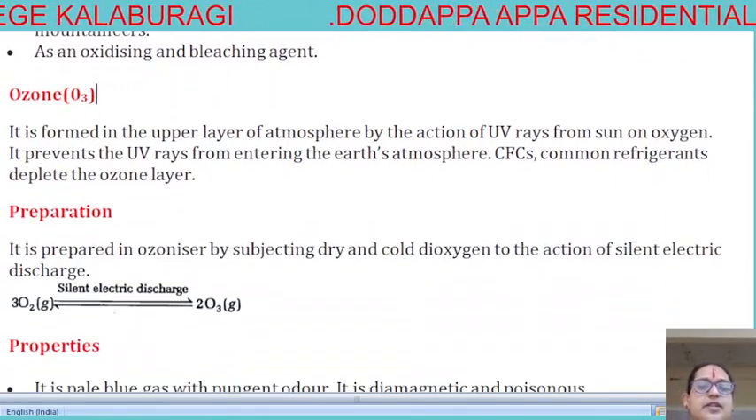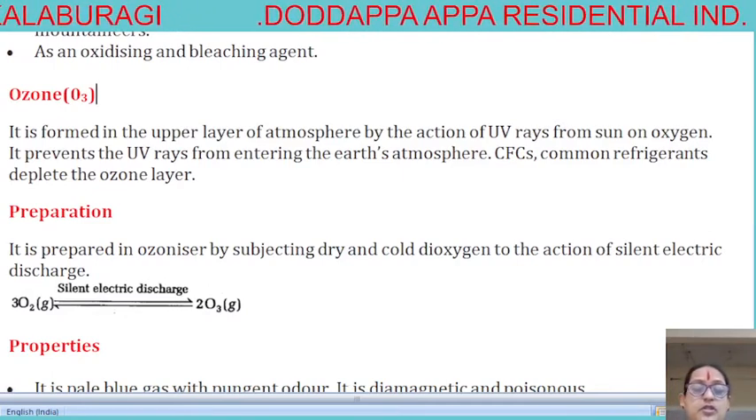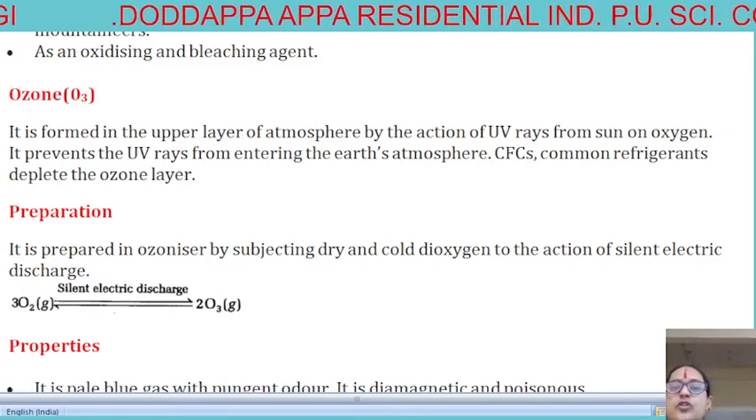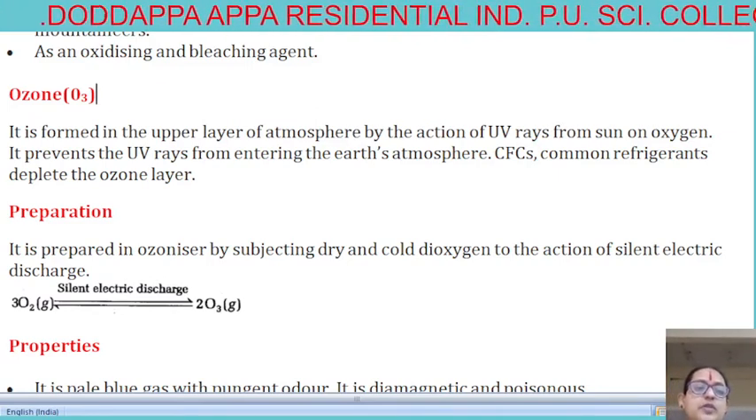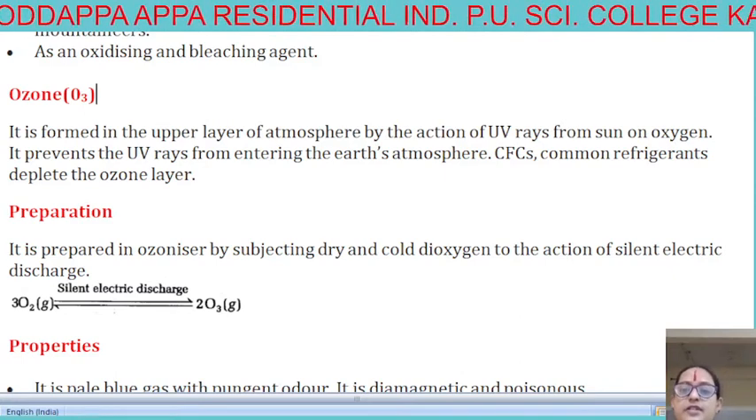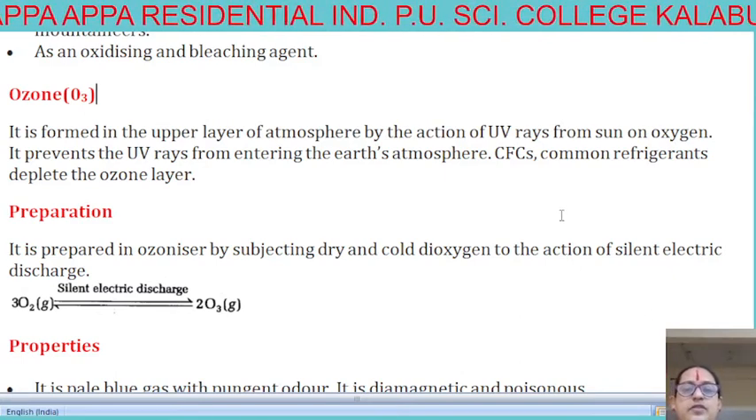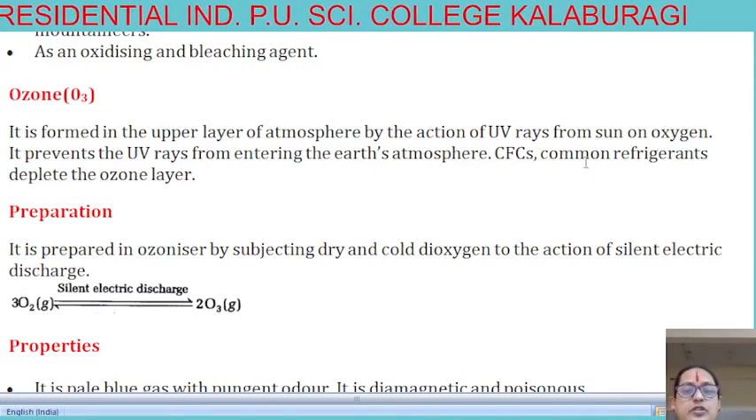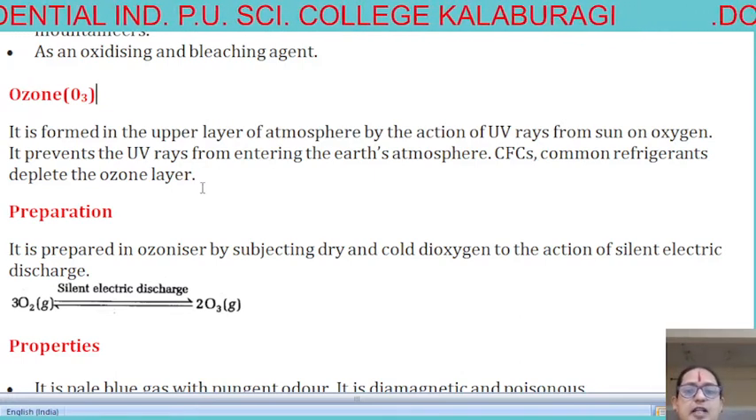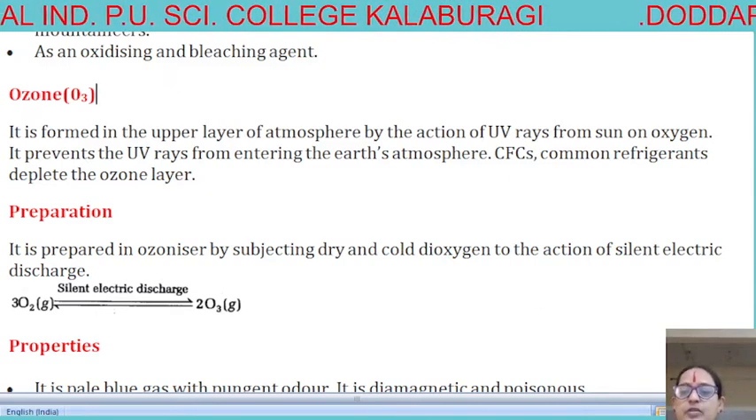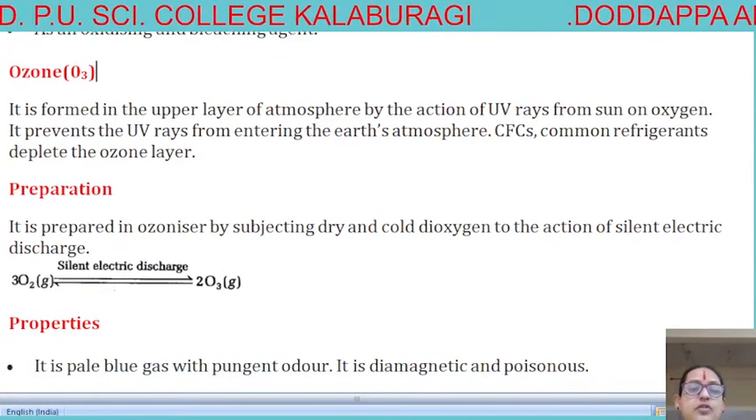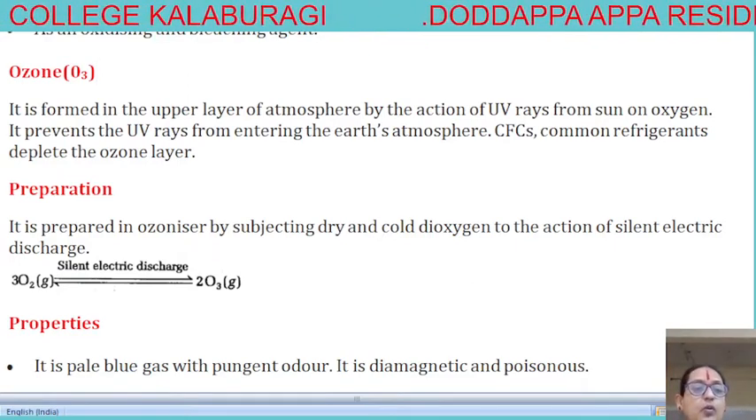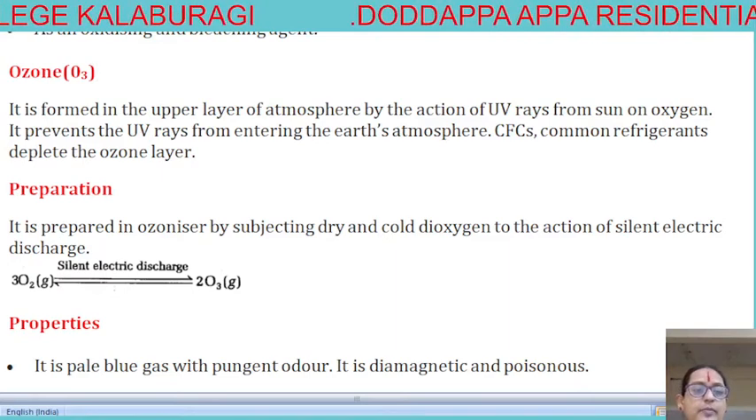Next, what we have to study is ozone. Ozone is a new compound. It is formed in the upper layer of the atmosphere by the action of ultraviolet rays from the sun on oxygen. It prevents ultraviolet rays from reaching us, and because of that, we all are safe. Here, CFCs, that is chlorofluorocarbons, common refrigerants, deplete the ozone layer. The gas coming out from the refrigerants goes on depleting the ozone. Because of that, the ozone layer was depleted. There was a hole in the ozone layer that has been somewhat overcome by now, during the pandemic days.